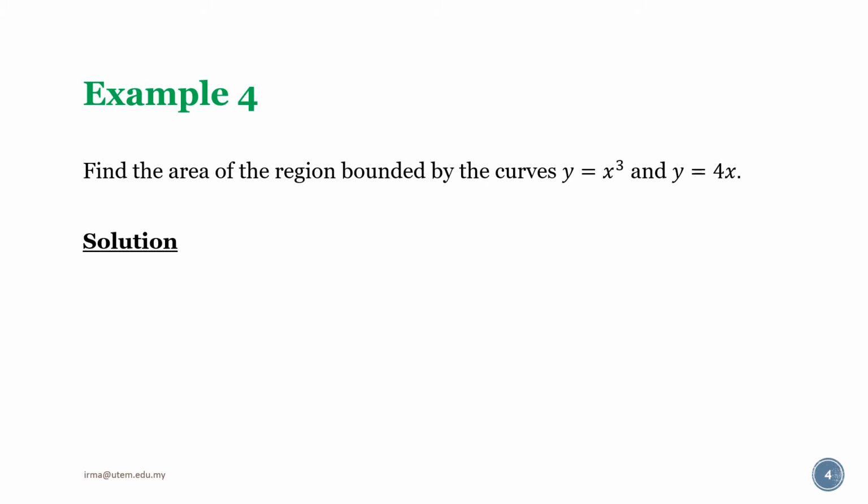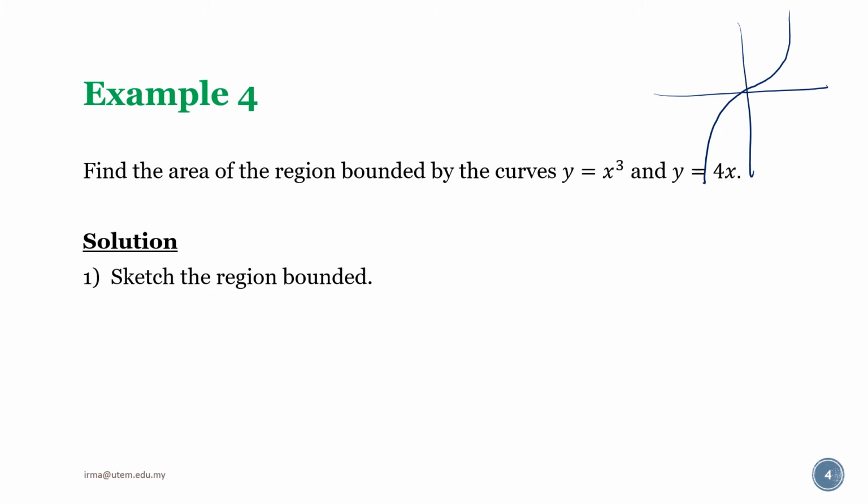So find the area of the region bounded by the curves y equal to x cubed and y equal to 4x. Okay, again, the first step of the solution is to sketch the bounded region. So we have y equal to x cubed, something like this. Okay, and then y equal to 4x, something like this. Okay, so this is the shaded region.